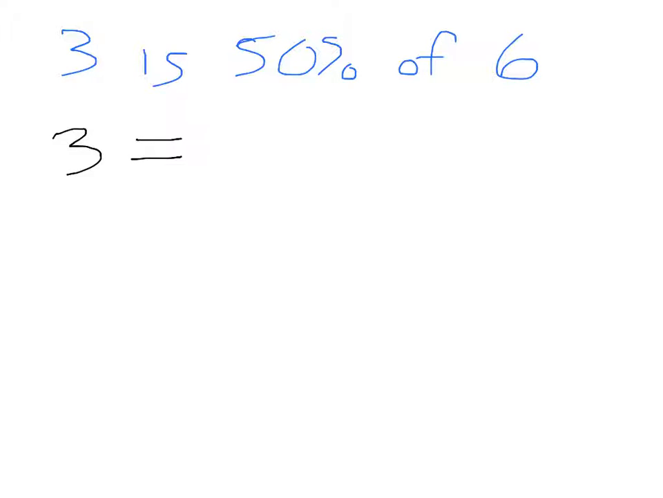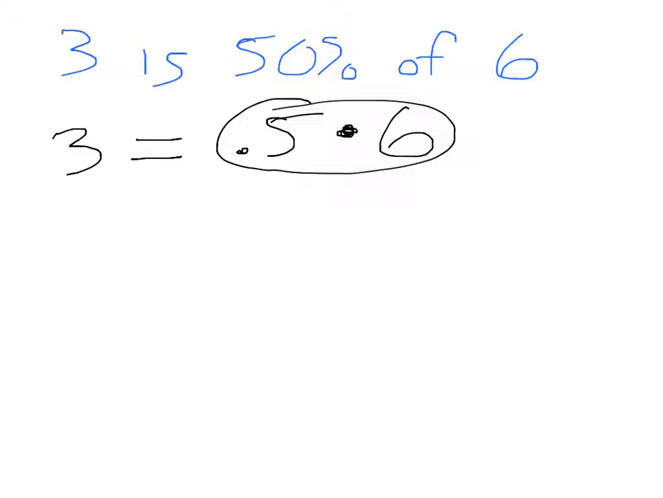Can I work with percents? No. So what should I do with this? Keep it the same? No, I would make it a decimal. 0.5. Of means multiply. 6. 3 is 0.5 times 6, yes? Well, what's 0.5 times 6? 3. Does 3 equal 3? Yes. Then that worked, right?